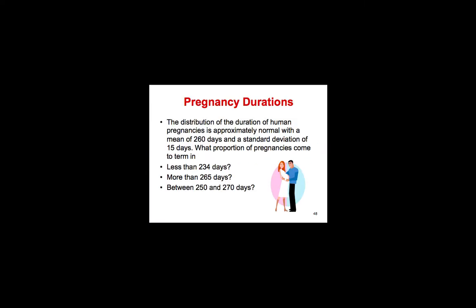In the first example, we are told that the length of time a woman is pregnant is normally distributed with a mean of 260 days and a standard deviation of 15 days. And we're asked three separate questions. What proportion of the women are pregnant for less than 234 days, more than 265 days, and finally between 250 and 270 days? This will require three separate analyses, but there'll be many similarities between them.